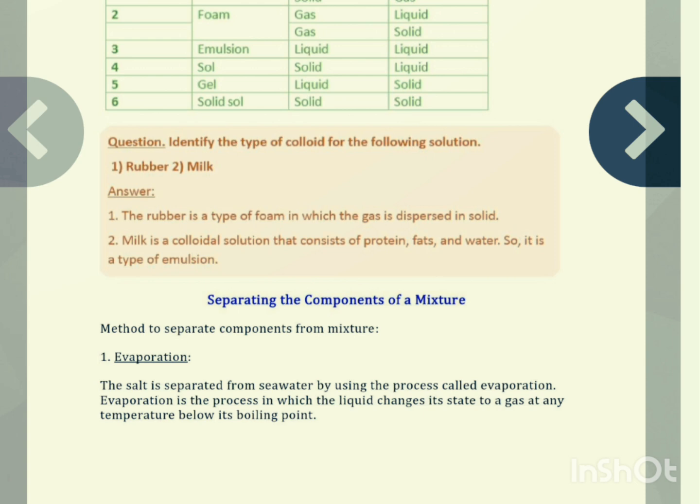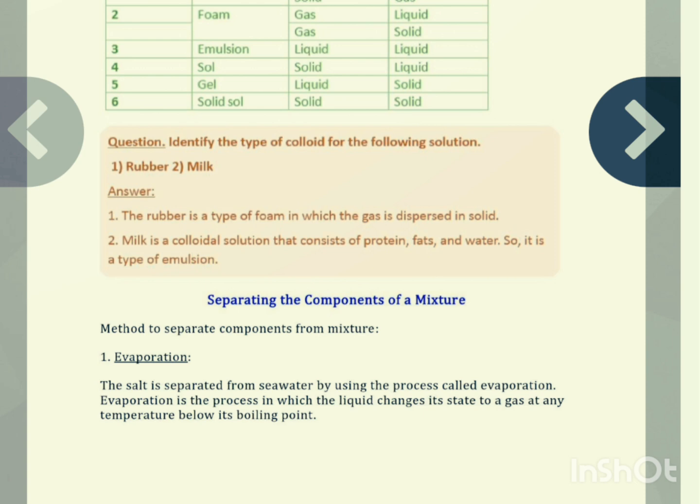Next, separating the components of a mixture. We have certain methods from which the different types of mixtures can be separated into their components. First is evaporation. What is evaporation? Everyone knows about evaporation. We learnt about it in the previous class. Here, salt is separated from seawater by using the process called evaporation. Evaporation is the process in which a liquid changes its state to a gas at any temperature below its boiling point.